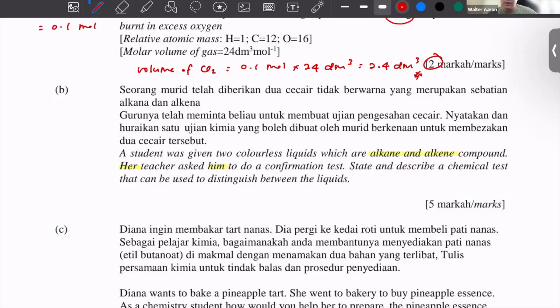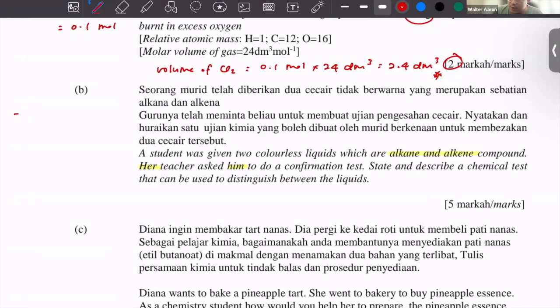So the one that contains alkene, if you perform the bromine test, it will turn the liquid from brown to colorless. The alkanes being saturated will not be able to react with bromine. So therefore, the brown color of bromine remains the same because bromine did not react with anything technically. So what you can do here is you can just explain that bromine water test can be used.